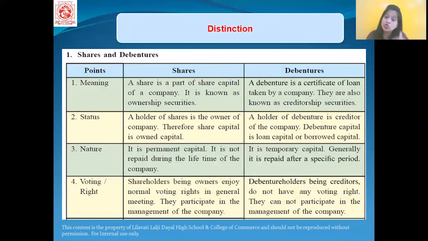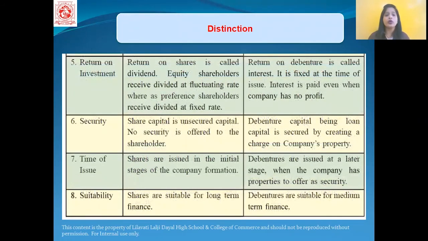Voting rights. Shareholders enjoy voting rights. Debenture holders do not enjoy voting rights. So here they enjoy, there they do not enjoy. Next one, return on investment. What is the return on shares called? It is called dividend, whereas return on debenture is called interest. Return on share is dividend, return on debenture is interest. Then security. Share capital is an unsecured capital. No security is offered. Whereas debentures are a secured capital. There they create a charge over the asset or the property of the company. Next one, time of issue. Shares are issued at the initial stage. Debentures are issued at a later stage. Then suitability: shares are suitable for the long term, whereas debentures are suitable for the short term or medium term.